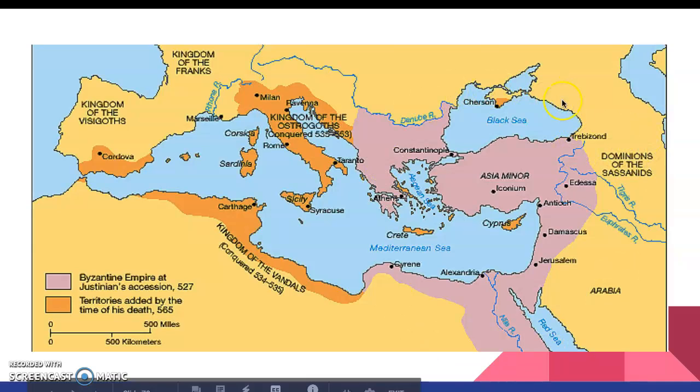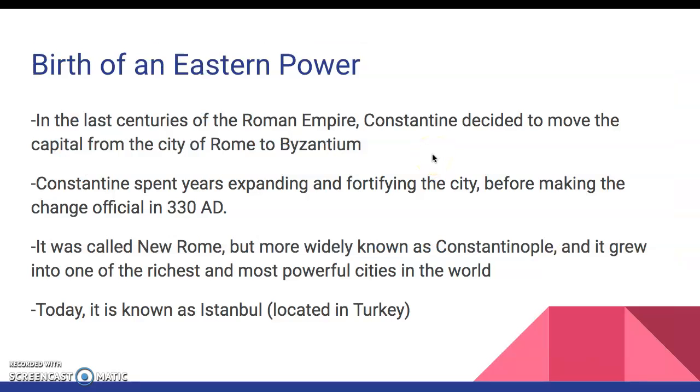The pink area would be the largest portion of the Eastern Roman Empire, as we would think about it, and then they would expand beyond that, but we'll get there in a second.